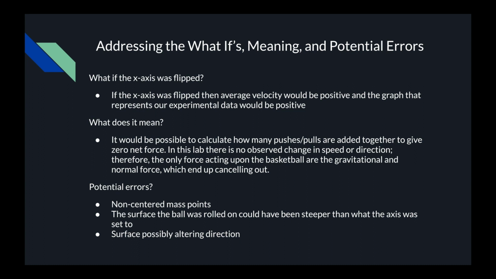Some possible potential errors in this experiment include the non-centered mass points that we did on Tracker, as well as the surface the ball was rolled on could have been steeper than what the x-axis was set to. Additionally, the surface possibly could have altered the direction and gave us not a constant velocity.